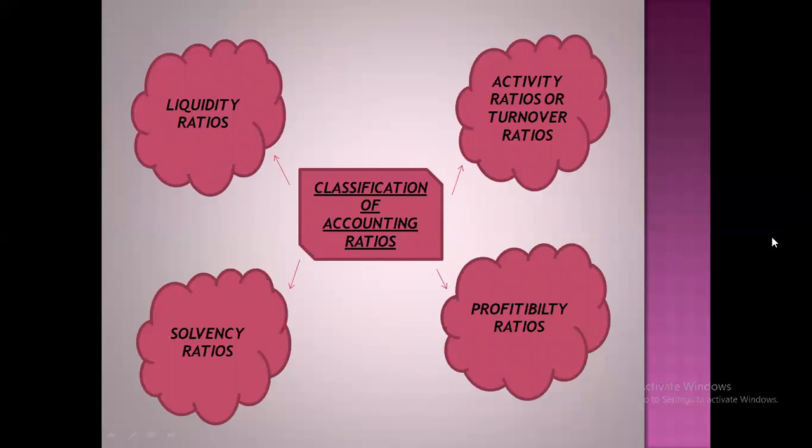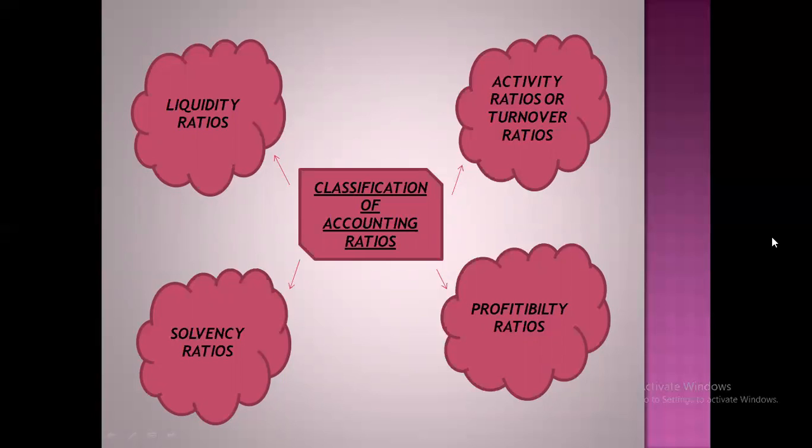Now, ratios are classified in 4 groups: liquidity ratio, solvency ratio, activity ratio, and profitability ratio. Liquidity ratios. These ratios include current ratio and quick ratio. These ratios help to meet the short-term obligations of the firm.